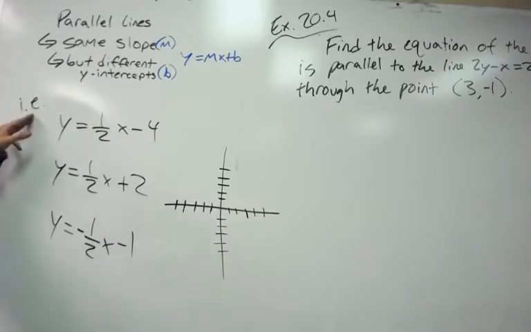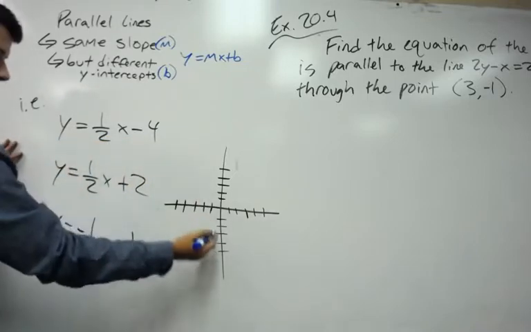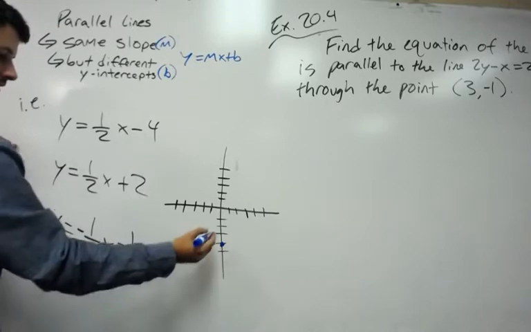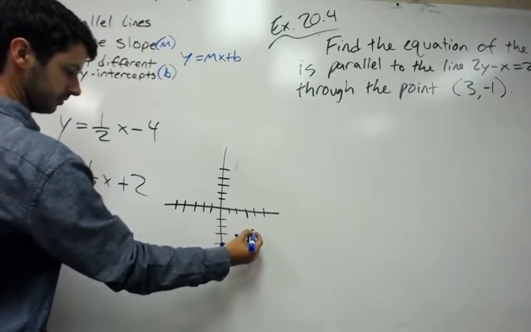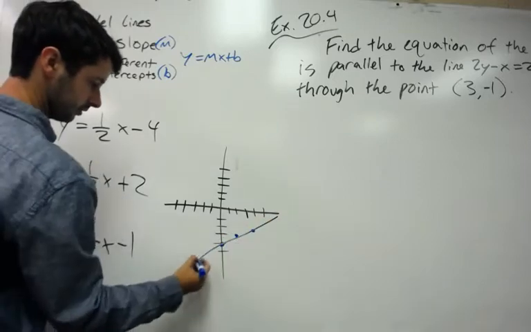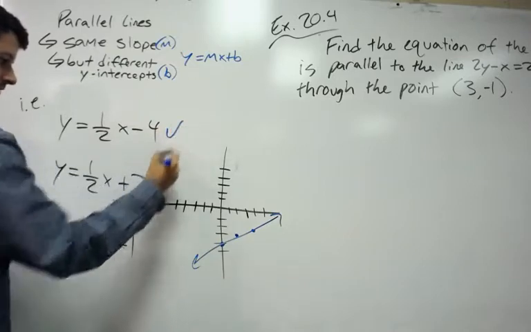So for example, if you have y equals 1/2 x minus 4, if I graph that, I'd go down 4 and do my slope of up 1 over 2, up 1 over 2, and there would be this line. So I just did that line.